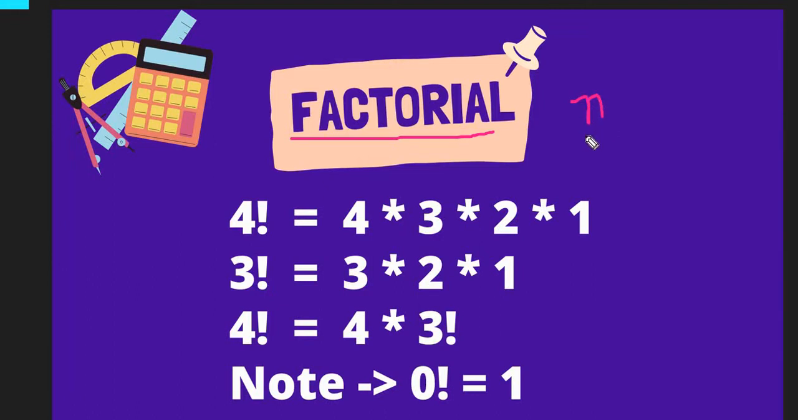Then it will be the product of all the numbers including n and the numbers below it. So n minus 1, n minus 2, all these numbers, and when I do the product of them, then I will get the factorial. Okay, let's see with an example.